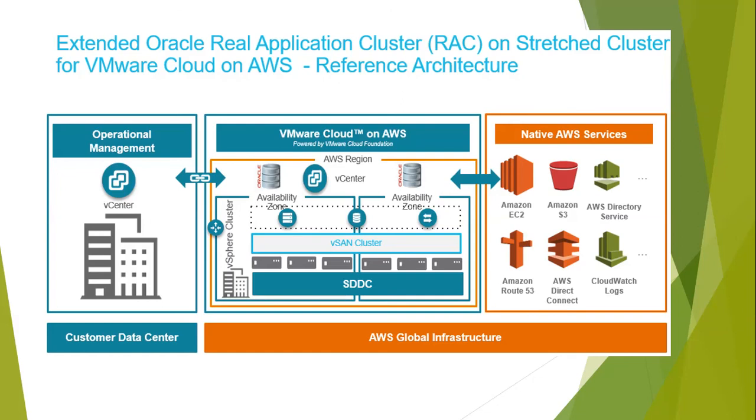We can see here an example where we have operational management, customer data center, then we have a cloud where we can arrange the data and then it will get distributed to the native AWS services. This is AWS global infrastructure, which will maintain the database. It's nothing but your extended Oracle Real Application Clusters on stretched cluster for VMware Cloud on AWS.